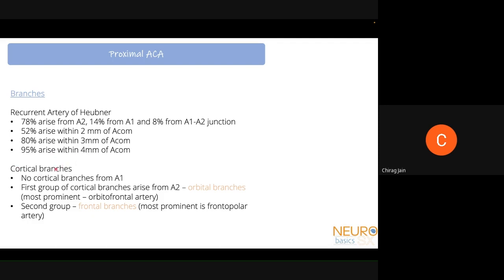There are also cortical branches which arise from the ACA. As we discussed, there are no cortical branches arising from the A1 ACA. The A2 does have cortical branches, and the first group of these is the orbital branches, which is going to supply the orbital surface of the frontal lobe.